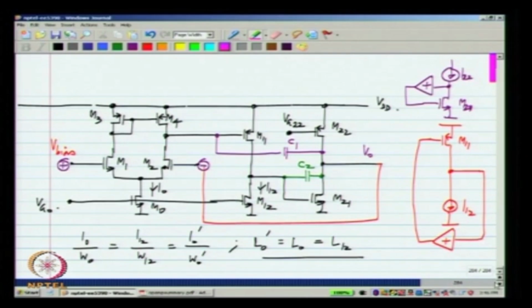Now, let us say the two stage op amp gives you a gain of the order of gm by gds squared. Let us say we want an even higher gain. What should we do? We can go for a 3 stage op amp, and we can go for a 4 stage op amp and so on. That is possible. That is one of the ways of doing it. Also, there are other ways, if all we want to do is to improve the DC gain.